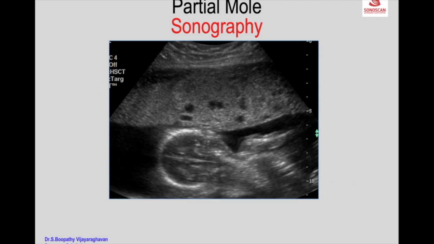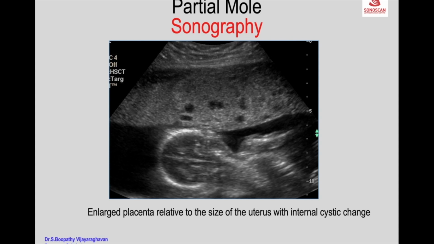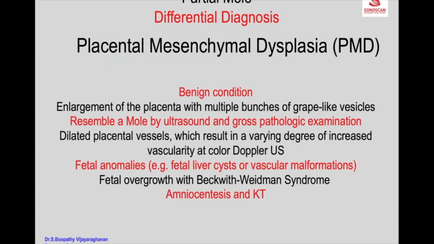Now here you see an example of partial mole. You see the fetus posteriorly, anteriorly you see the placenta which is enlarged, and there are multiple cystic spaces mimicking a mole, but there is fetal tissue. So this is characteristic of partial mole, enlarged placenta with a fetus, and the differential is Beckwith-Wiedemann syndrome. And when you have a doubt, we need to confirm by doing amniocentesis and doing a karyotype. Karyotype will be normal, whereas in partial mole it will be triploidy.